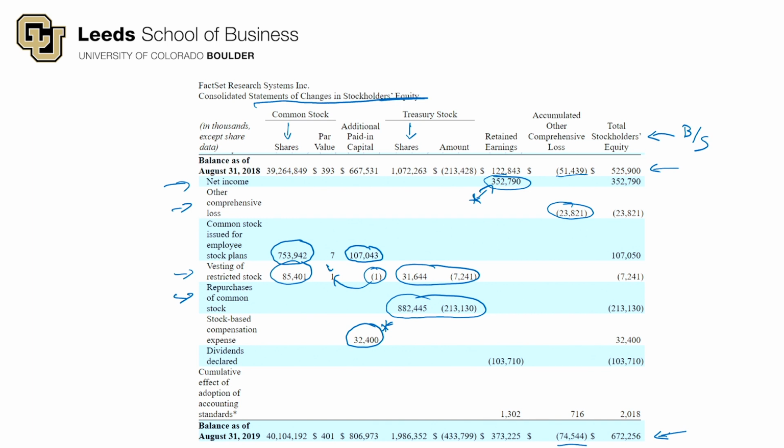Okay, finally, the company declares dividends. So that's going to reduce their retained earnings balance. Remember, retained earnings increases with net income and decreases with dividends. So there you go. We've gone through the statement of changes in stockholders' equity. And just as a final thing, we'll trace some of these numbers to other financial statements just to see how they all flow through.